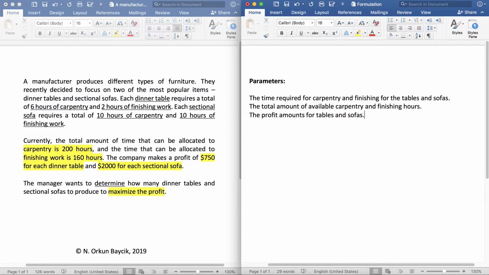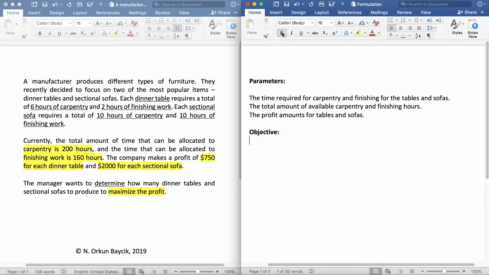So these are the values that the problem gives us. Okay, these are known, these are given, and they are called parameters. The parameters show up in your constraints and in your objective functions. Okay, next I'm going to write down what my objective is.